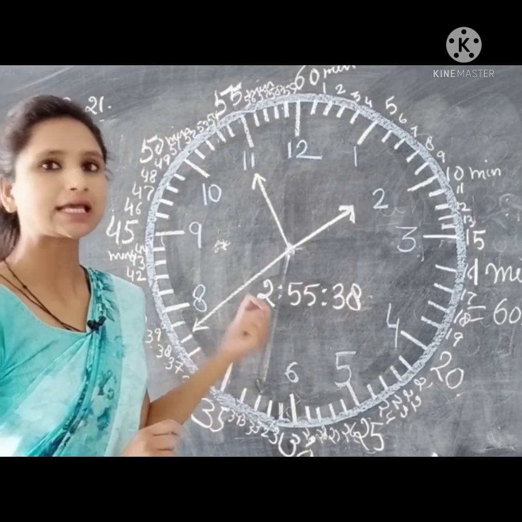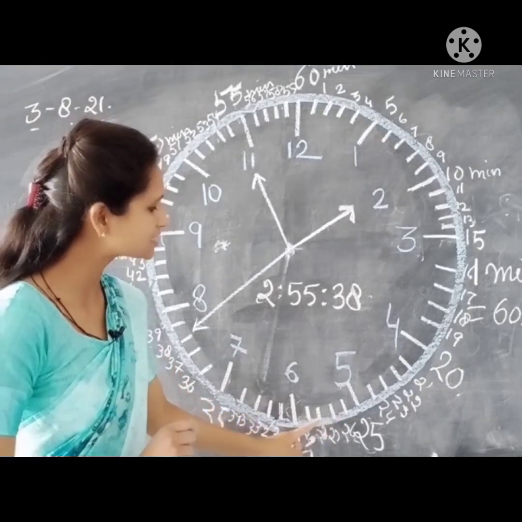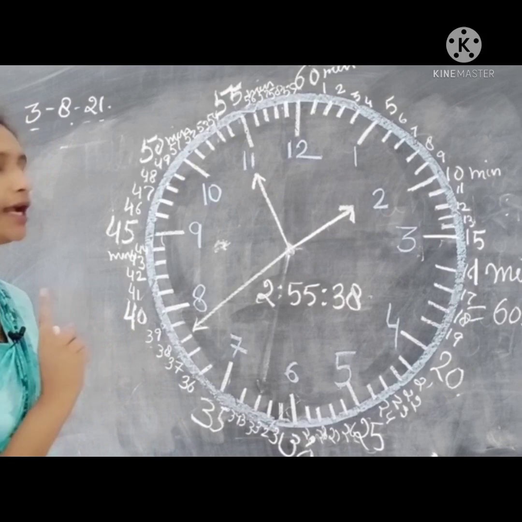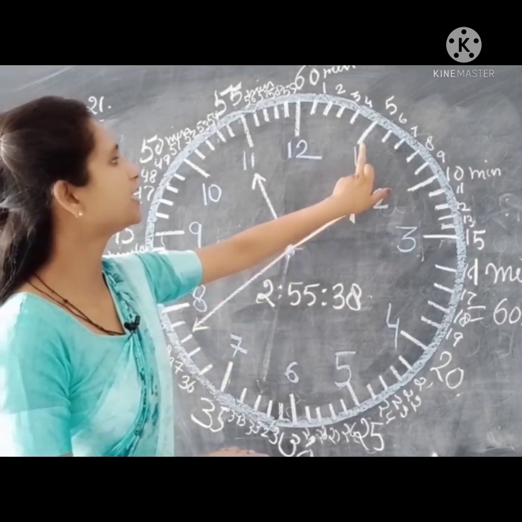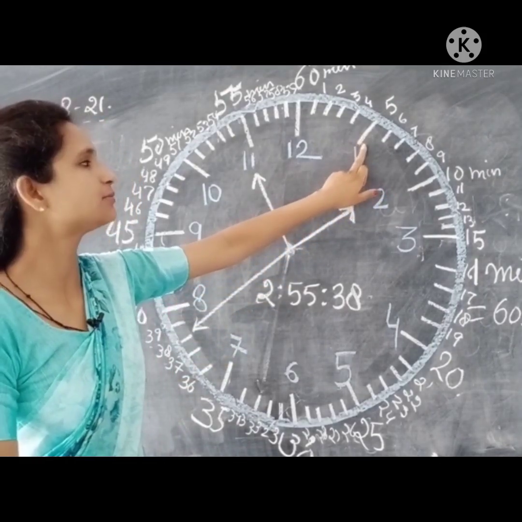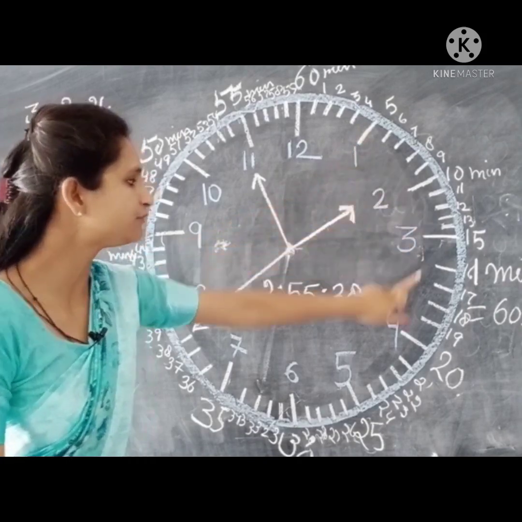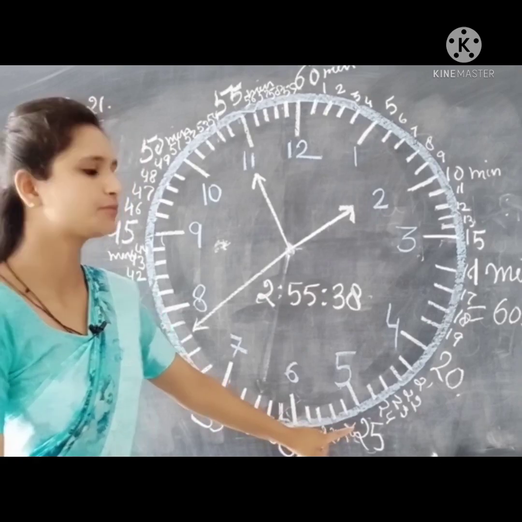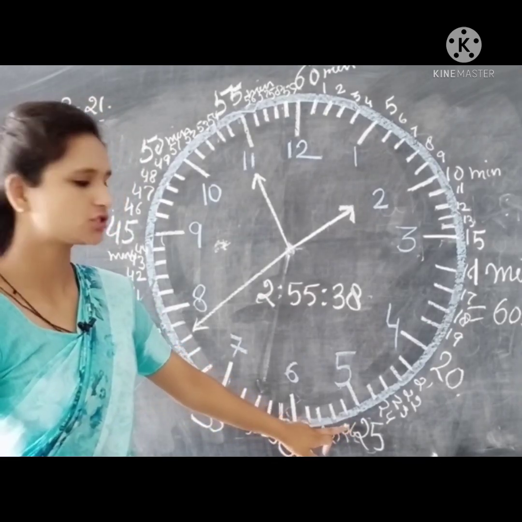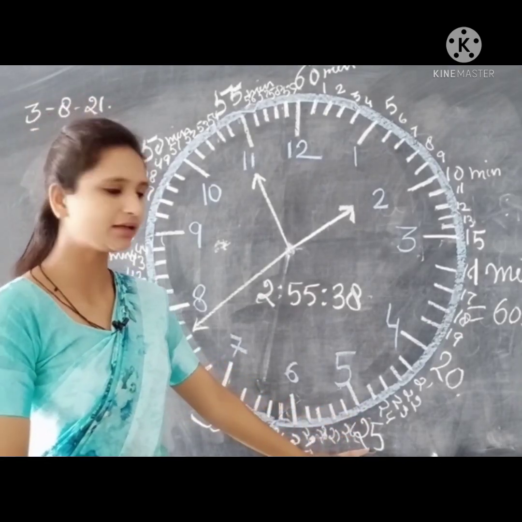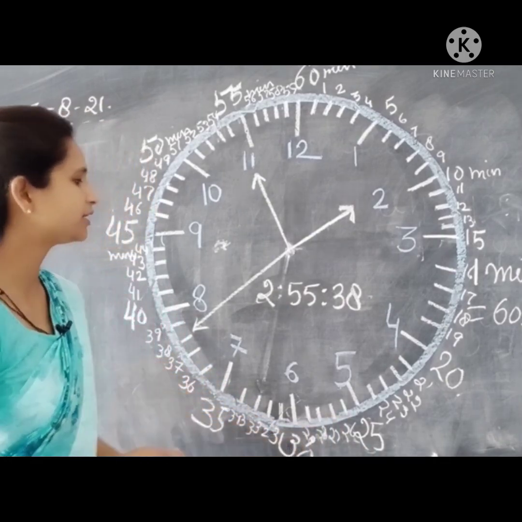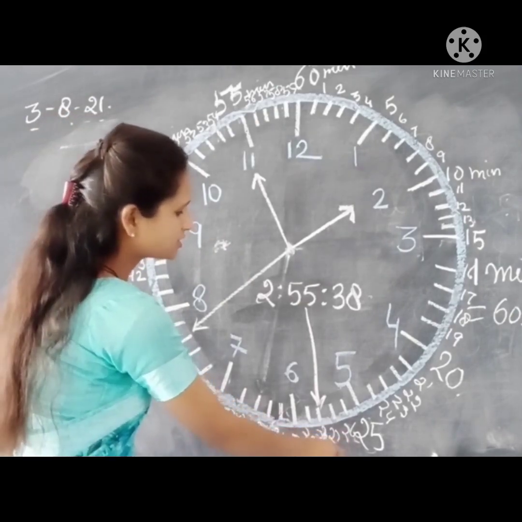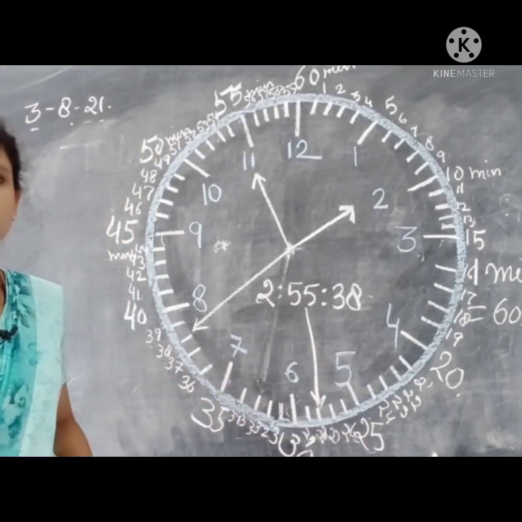Then for seconds, you have to count these subdivisions, and you will be able to count these subdivisions only when you can count these main divisions. So get fluent with these main divisions and then you will be able to count these subdivisions. If it is 5, simply it is 25, 26, 27, 28, 29. If the seconds hand is here, you have to count 26, 27, 28. It is 28 seconds.